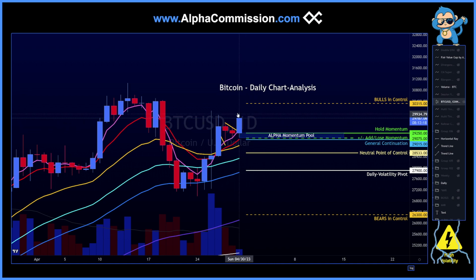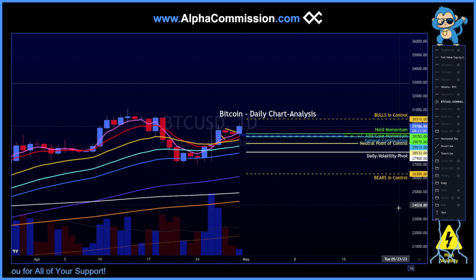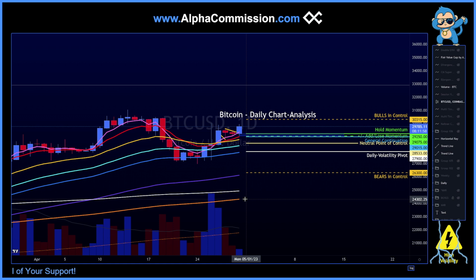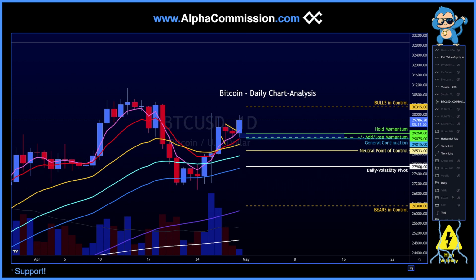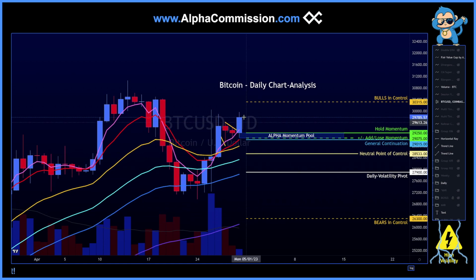And now that it has, perhaps the daily has a chance to strike at its bullish control zone, which would be at 30,315. Now, we are starting to push here. Again, we are above the 20, the 9, and the 4, all very bullish, and the 200 is way down here at 24,000. So everything looks so nice for the daily chart.